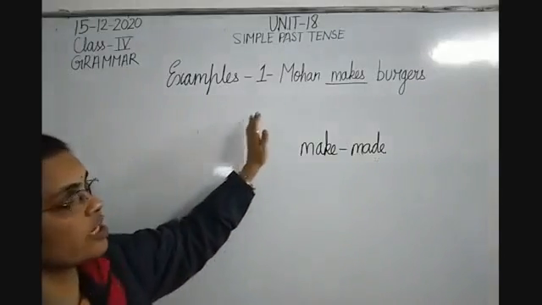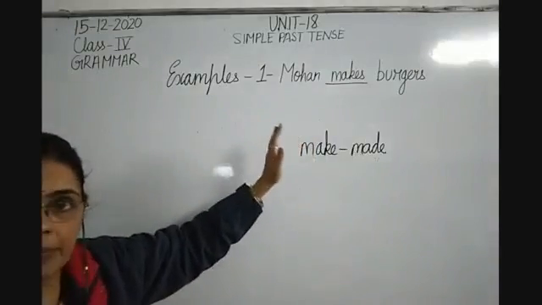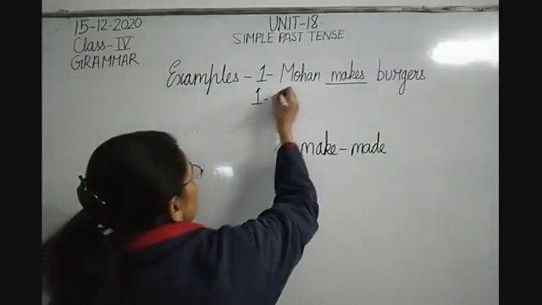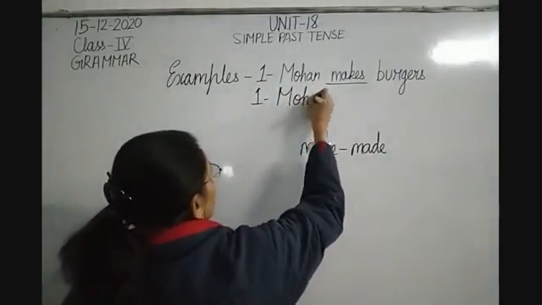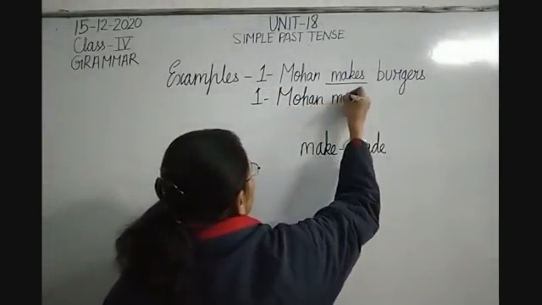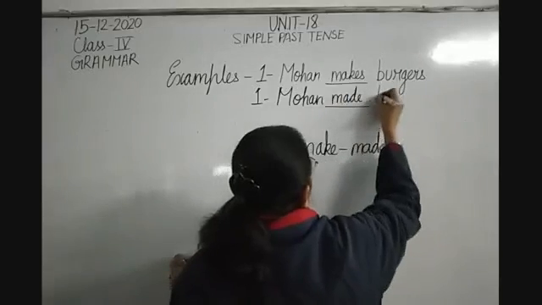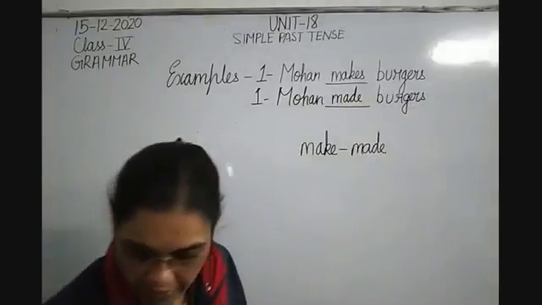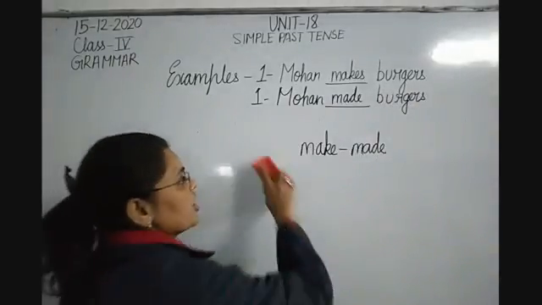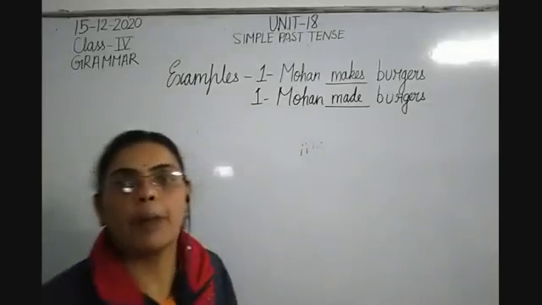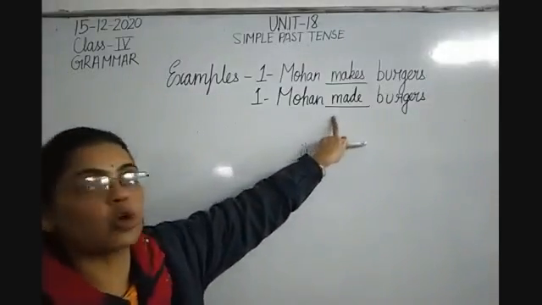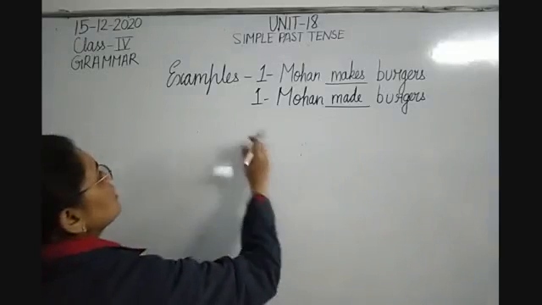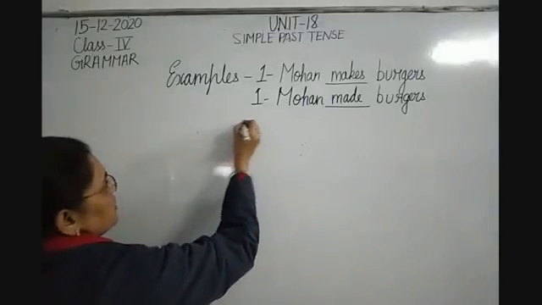So now we need to change this sentence into simple past tense by only changing the verb. So our sentence will be Mohan made burgers. Now our sentence is in simple past tense, and what we have done, we have simply changed the verb to the past tense. Clear?